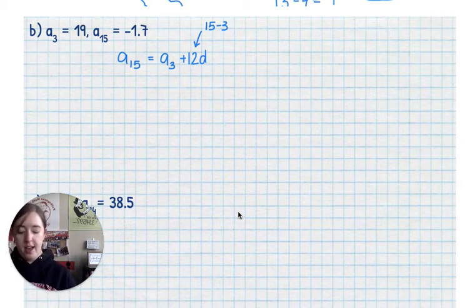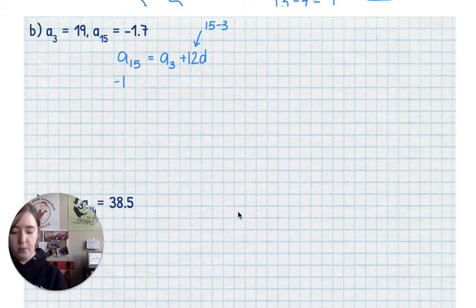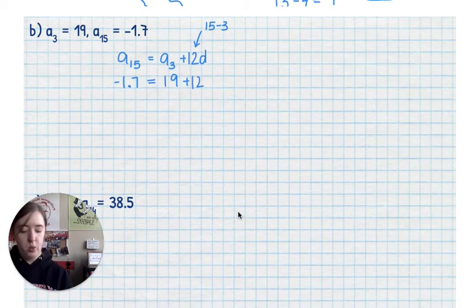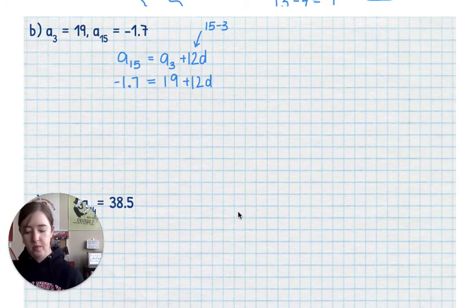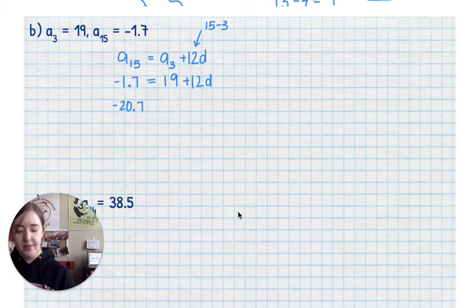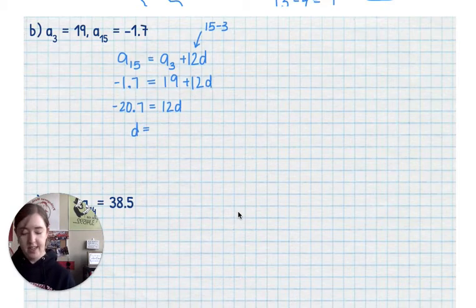So we know that a sub 15 is negative 1.7. We know that a sub 3 is 19 plus 12 times d. So I'm going to subtract 19 on both sides to start solving. So we end up with negative 20.7 equals 12d. Then we'll divide by 12 on both sides, so D will equal negative 1.725.